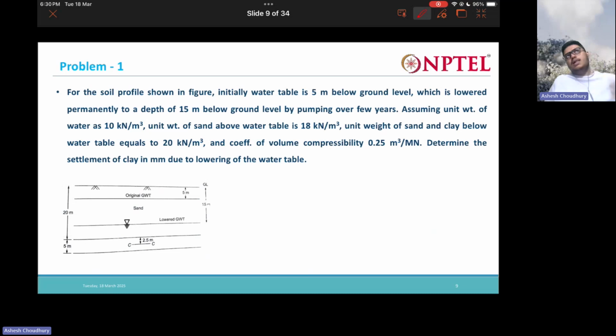Okay, so initially there is a high water table, and then the water table is lowered. So what will happen if the water table gets lower? The effective stress is going to increase in the soil, and if effective stress increases, then consolidation is going to take place. We need to find out the settlement. So now let us first find out the initial effective stress at this level before the lowering of the water table.